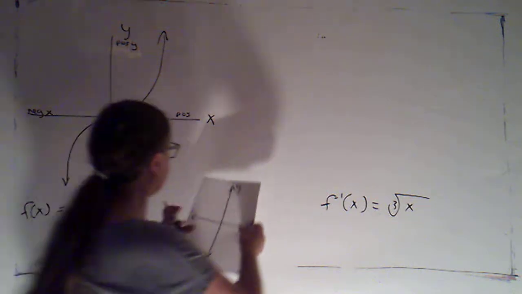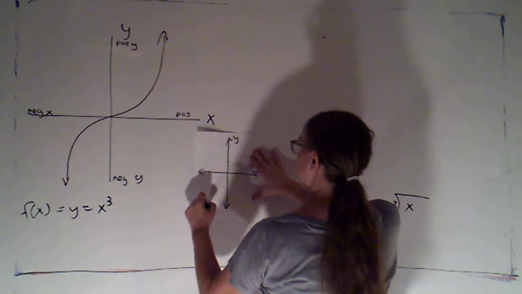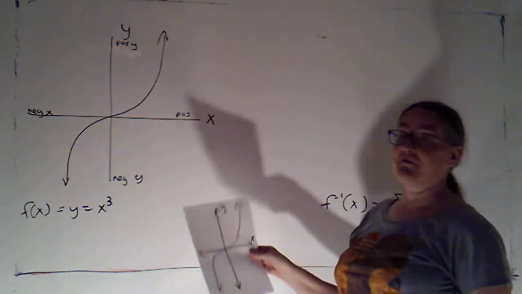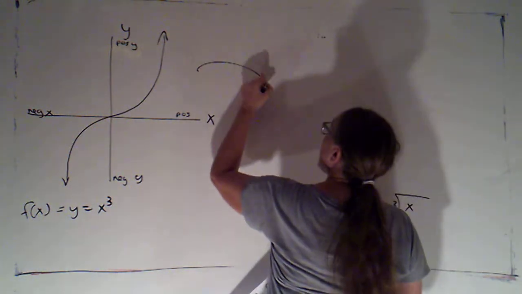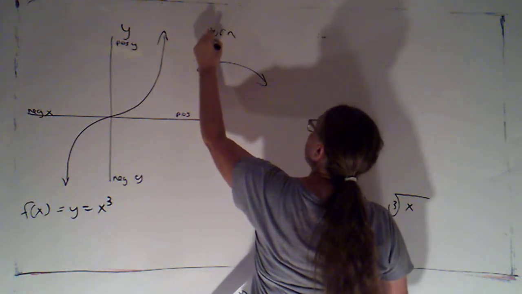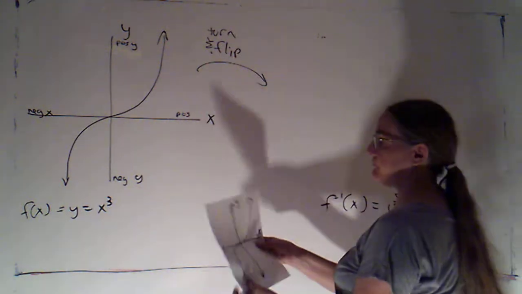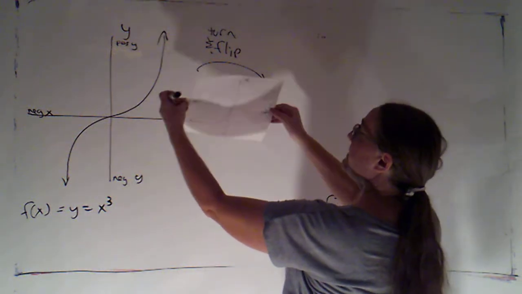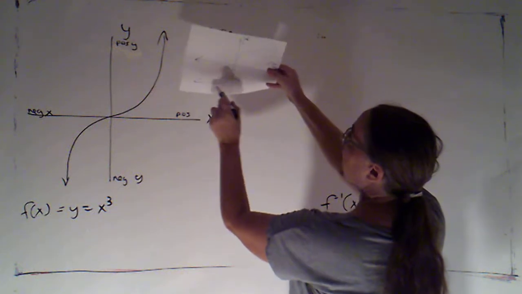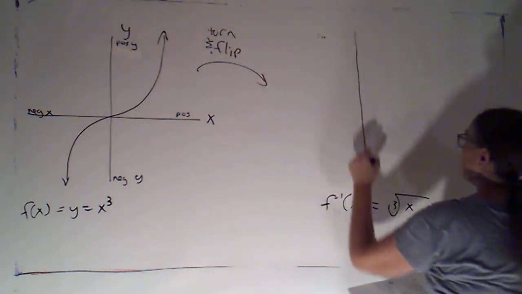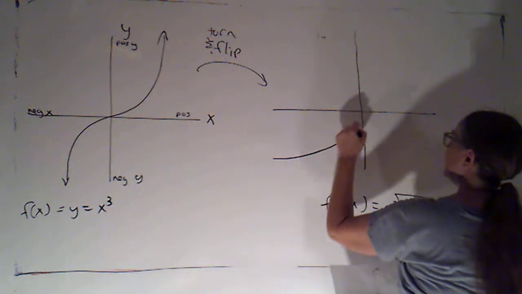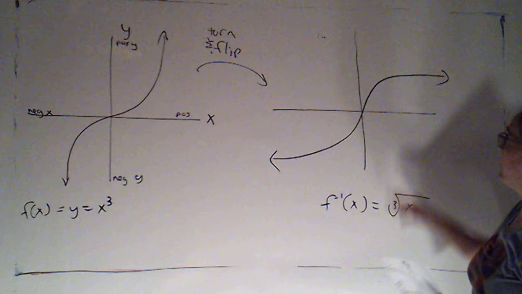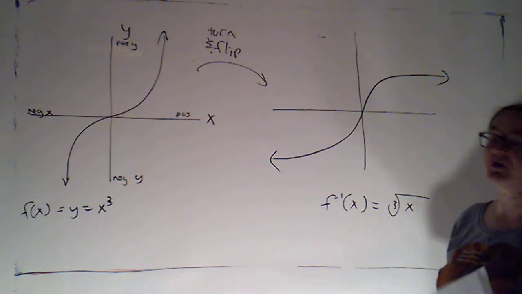So what I'm going to do is take my piece of paper and sketch my cubing function on it. Now I'm going to turn and flip. Okay. So I rotate 90 degrees to the right, and then I flip it top to bottom. And then I hold it up to the light, and what I see is something that looks kind of like so, which should be what I get. I know that's about what the cube root function looks like.